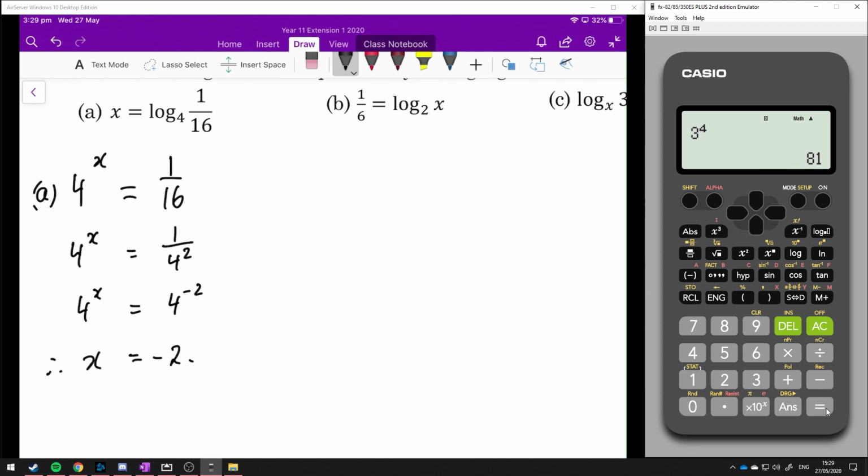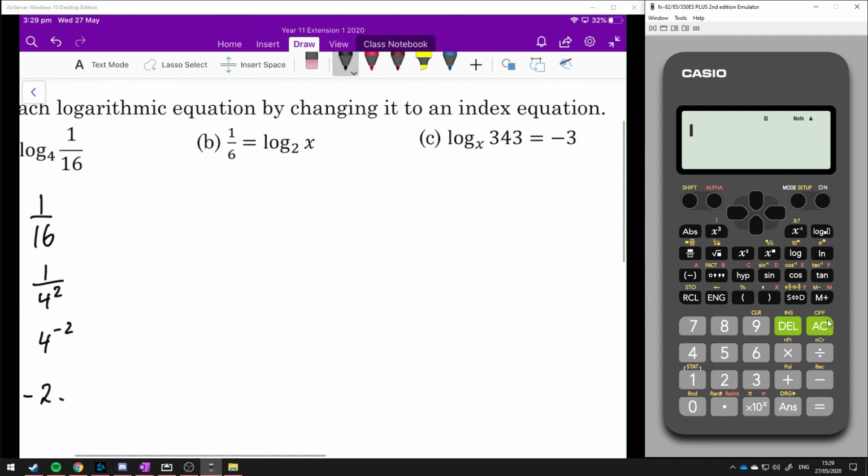If we were to put log base 4 of 1 on 16 into a calculator, that could do it for us. Mine actually can. Yours might not be able to. But log base 4 of 1 on 16, okay, and there we go. It's negative 2. So perfect.